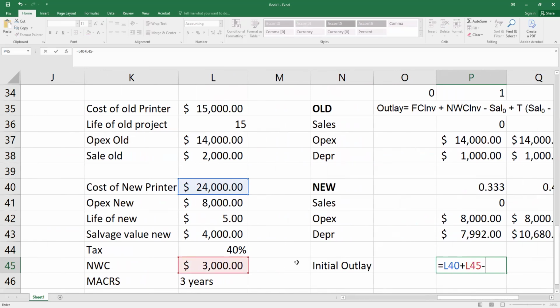For how much am I selling it? Selling 2,000. So this is sale. Then plus the taxes, 40% of sale. I'm selling it for 2,000. I have to pay tax on that, if I assume the book value is 0. But what does the book value mean, guys? I think the problem here is you don't understand the book value. What does the book value refer to here? The remaining.